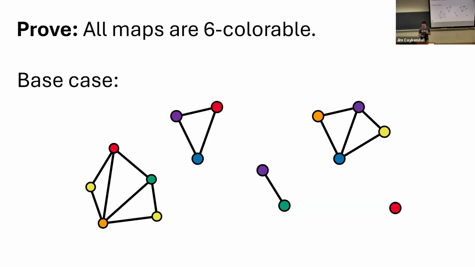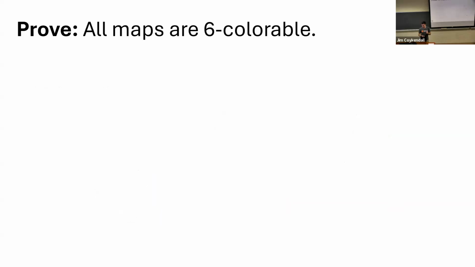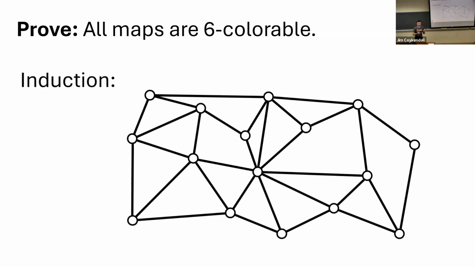And now for the induction step. The induction hypothesis will be that all maps with n regions are 6 colorable. And then we'll have to prove that all maps with n+1 regions are 6 colorable. That will be the inductive step. So here's how that works. We want to show that a graph, or map, with n plus 1 regions is 6 colorable.